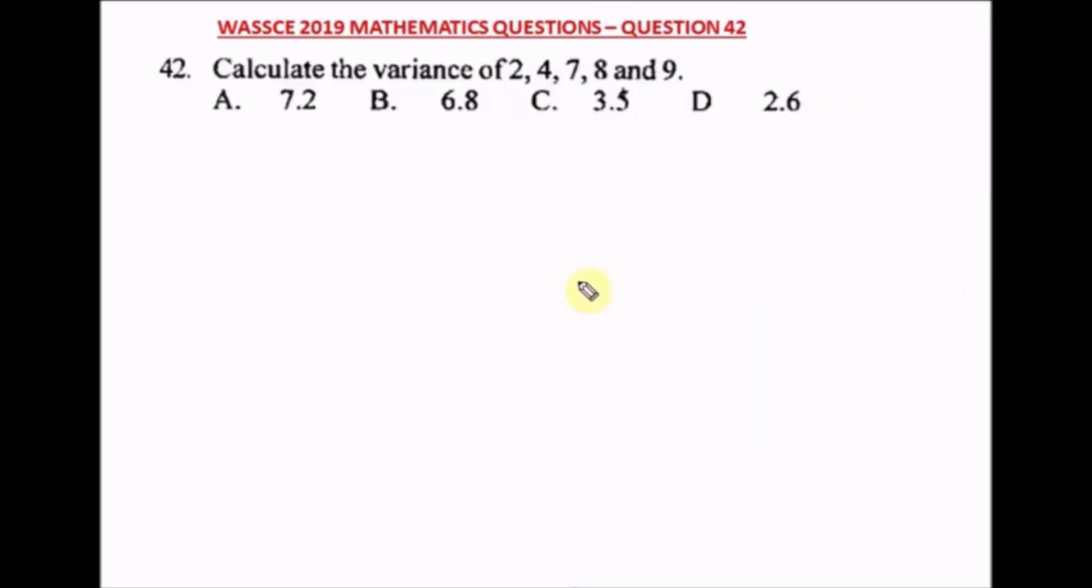Question 42 of the WAEC 2019 mathematics past question. It says calculate the variance of these numbers. We have 5 numbers here, and what is the formula for finding our variance? Our variance is the summation of bracket x minus x-bar, that's our mean, all squared, divided by the total number of the numbers we have, not the summation of the numbers we have. All right, so let's draw a table here.